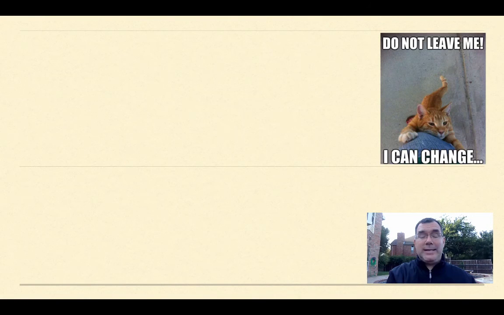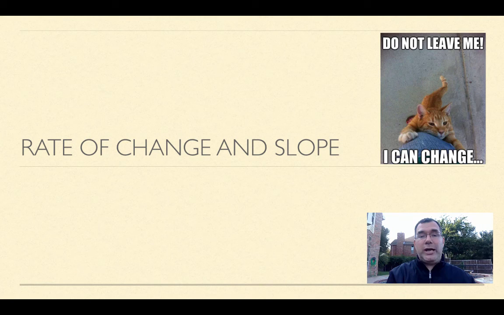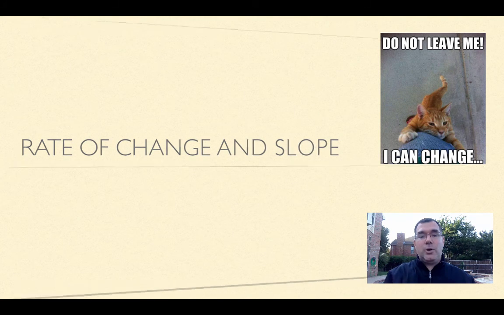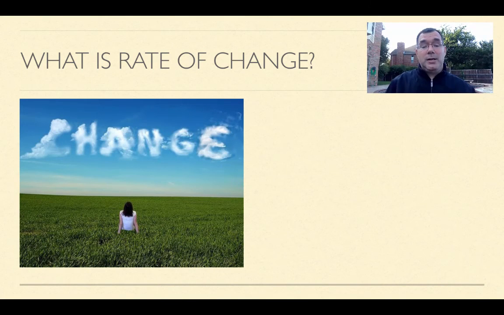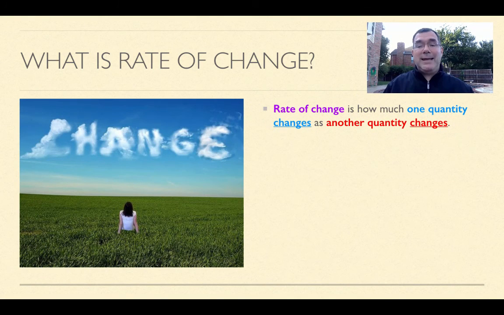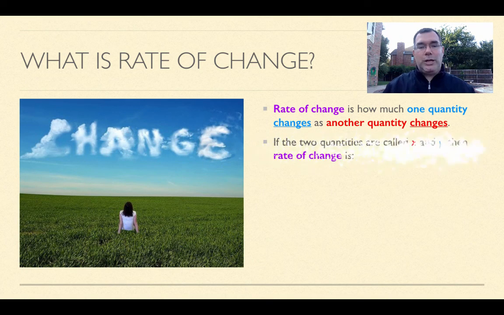Hello again. We are continuing our discussion on graphing linear equations by talking about rate of change and slope. Very important with lines. All lines have a slope, and it's nice to know what that slope is. Rate of change, what is that? That is how one quantity changes as another quantity changes. So in other words, how quickly is one variable changing as the other variable changes.